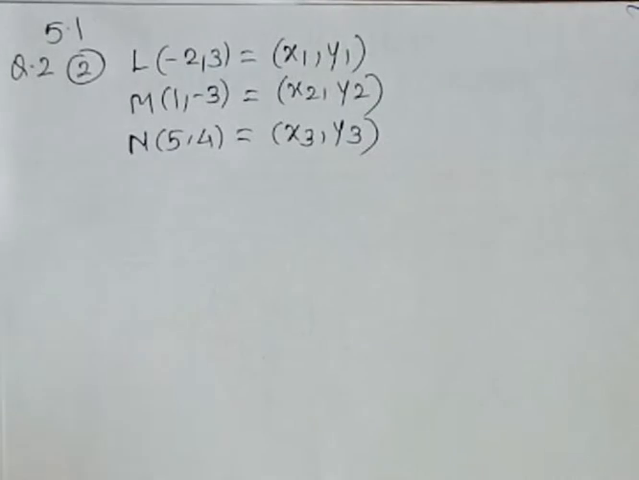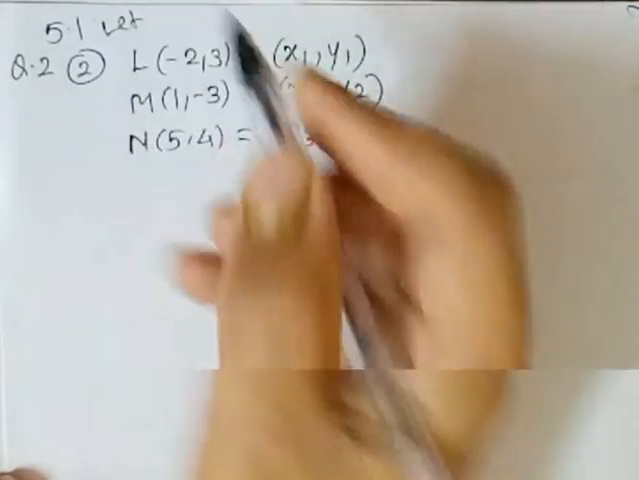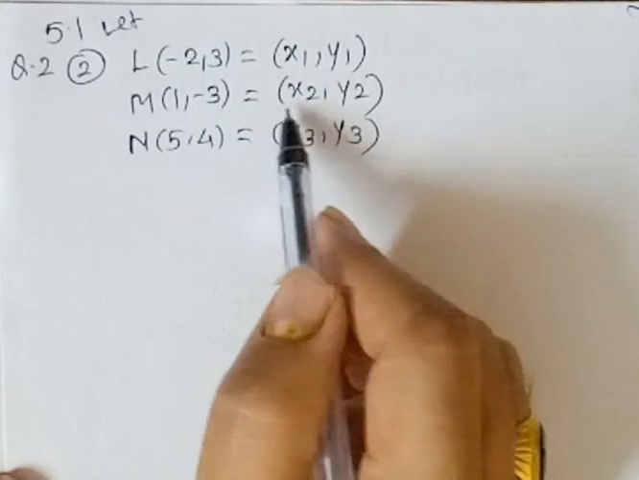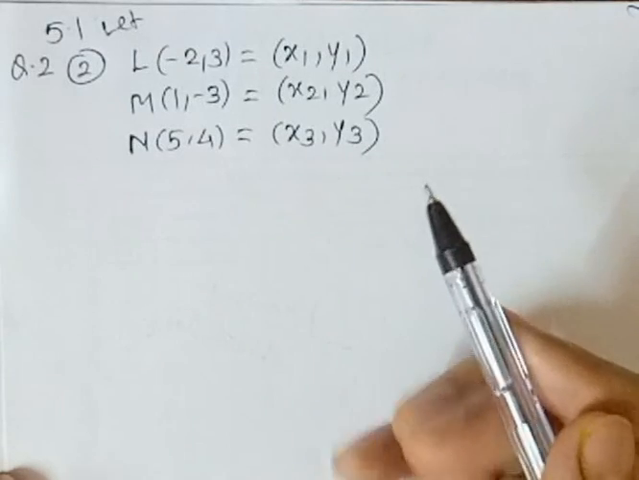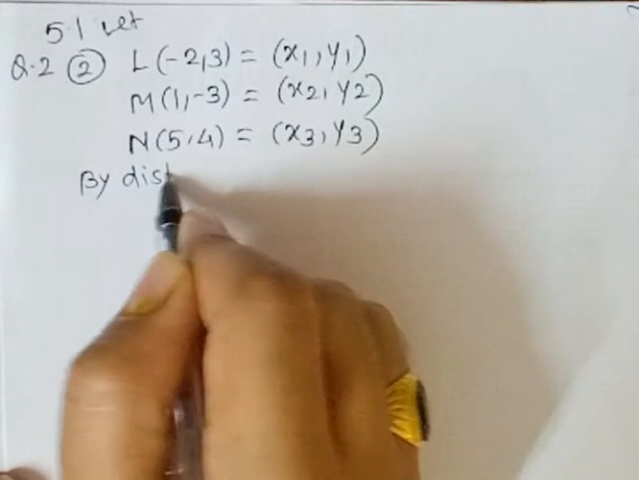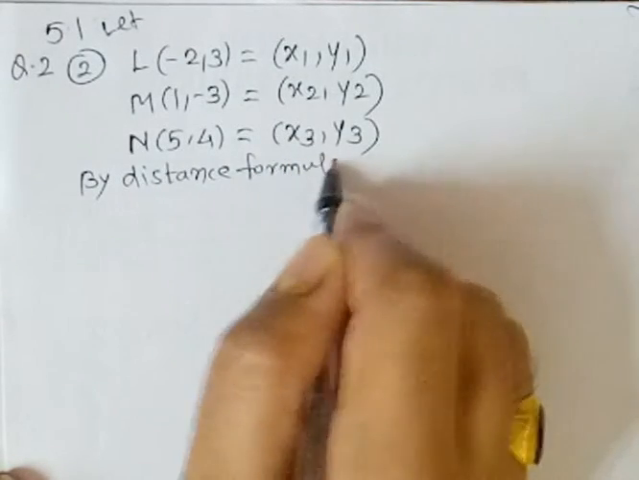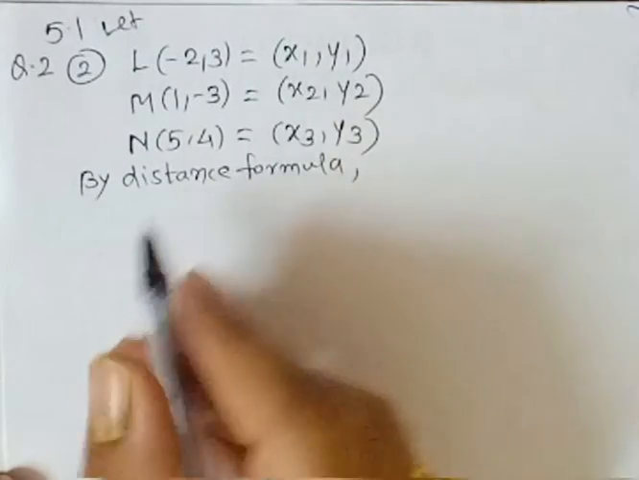Now see question number second. Let L (−2, 3) equal x1, y1, and M (1, −3) equal x2, y2, and N (5, 4) equal x3, y3, by distance formula. Now we have to find out first the distance between L and M.